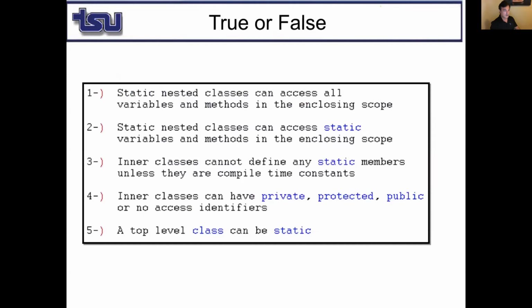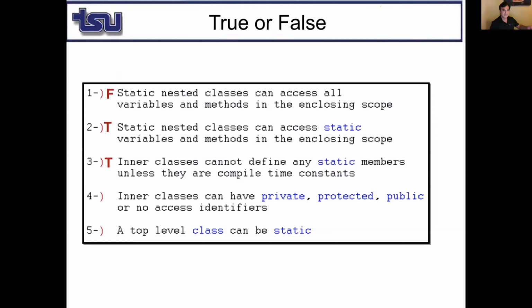True or false? Let's talk about it. Static nested classes can access all variables and methods in the enclosing scope. Is that true? Remember, we said that static nested classes can access static variables and methods. They cannot access non-static. From a static method, you cannot call non-static. Similarly, from a static nested class, you cannot refer to what? Non-static data members.